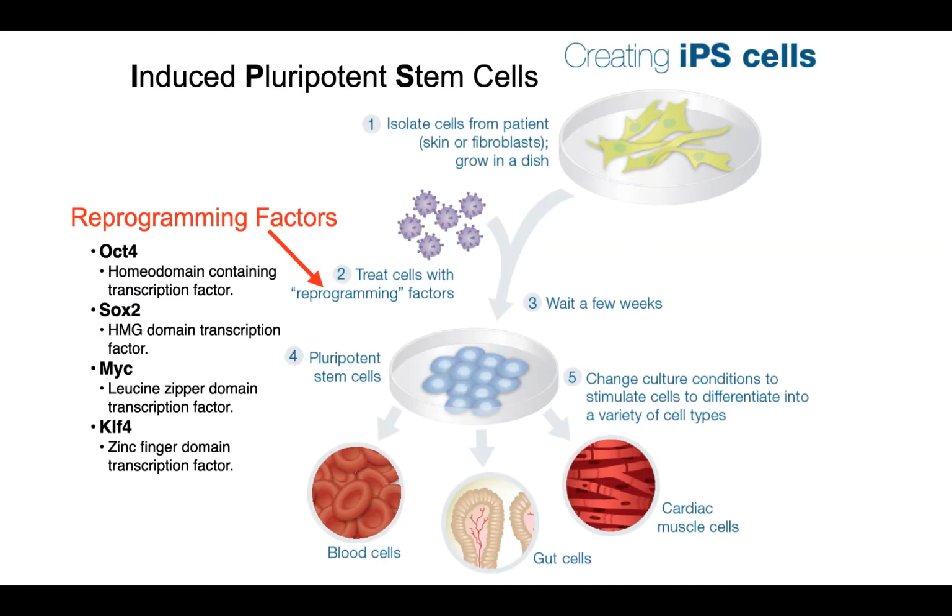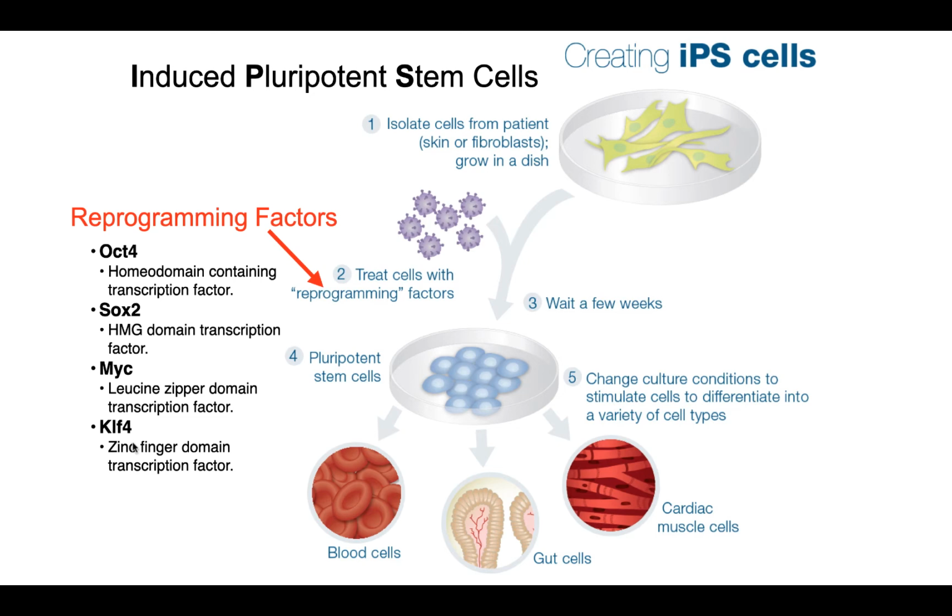And what he found were 4 genes that encode 4 important proteins. OCT4 is a protein that is a homeodomain containing transcription factor. SOX2 is an HMG domain transcription factor. MYC is a leucine zipper domain transcription factor, and KLF4 is a zinc finger domain transcription factor. So each one of these four, which is not surprising, all are transcription factors, specific transcription factors, proteins capable of binding specific sequences of DNA that turn on specific genes.